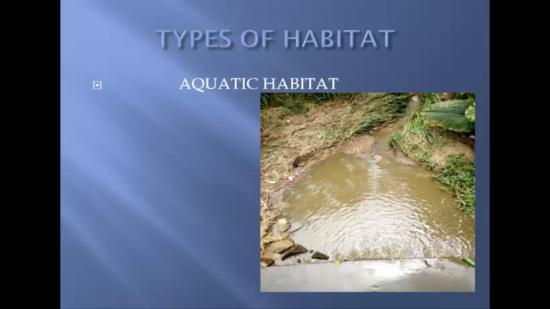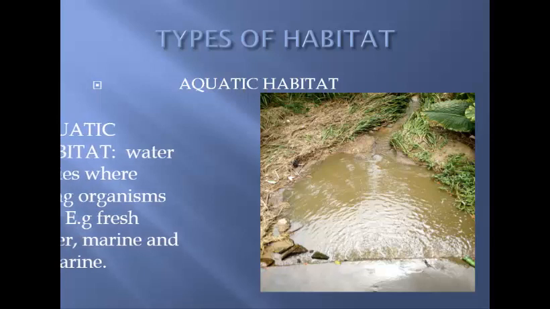Types of habitat. We have aquatic habitat. Aquatic habitat is the portion of water. As we see in the picture, this is an example of aquatic habitat. This is an example of shrimp. Aquatic habitat is a portion that has a high percentage of water and has little oxygen.